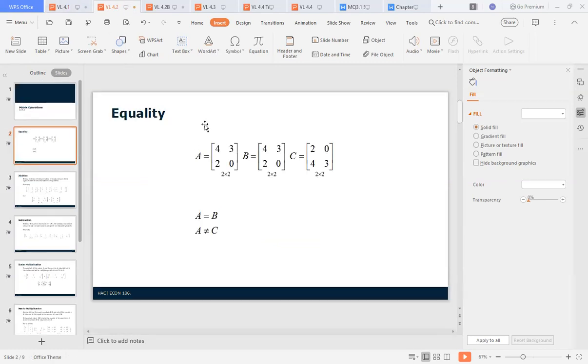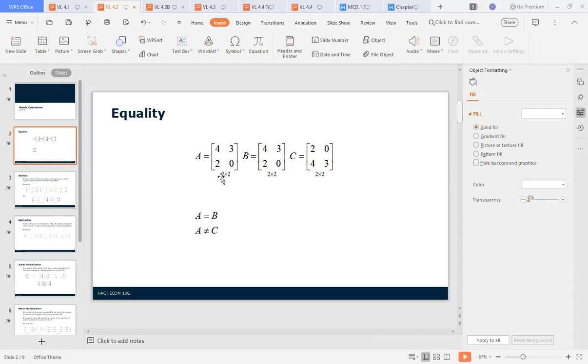Okay, but before that, class, this is not part of the operations, but this is again the description. Two matrices are equal if and only if the dimensions are the same and the elements correspond in the locations in the array, meaning they have the same location. Example, for matrix A, we have elements 4, 3, 2, and 0.